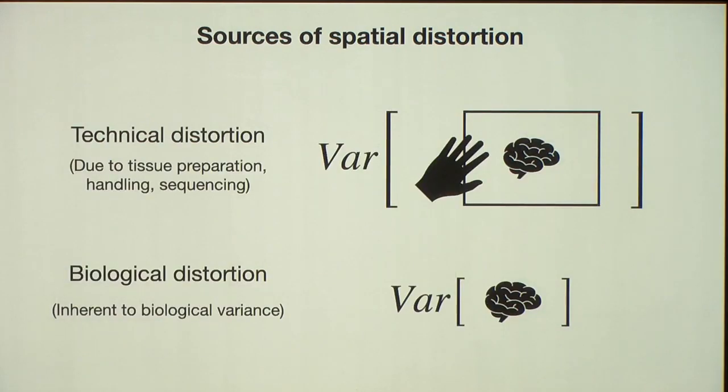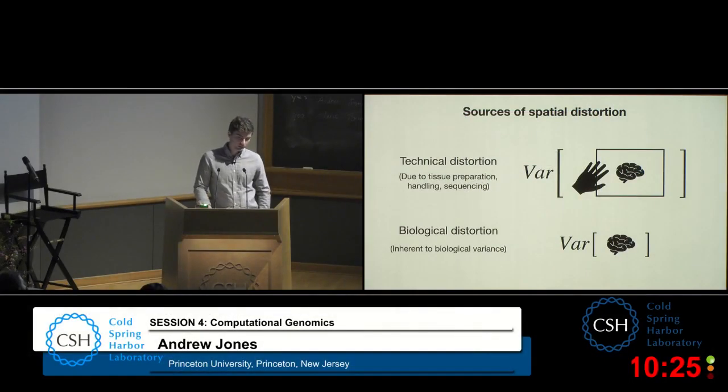As I mentioned, without any modification, it's usually unlikely that multiple tissue slices will reside in the same coordinate system. There are multiple reasons for why this spatial distortion can pop up, and we can generally think of this as two different sources of distortion. The first one is technical distortion. Often this is due to tissue preparation, tissue handling, or even the sequencing process. The second one is biological variance, or biological distortion, which is inherent to the tissue itself.